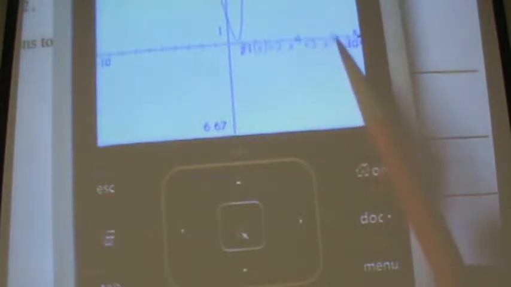Did I type something wrong? Yeah, it should be 3x to the third. Oh, that's why. It's 3x cubed. My bad. It hits twice. I accidentally typed that wrong. That should be a 3.